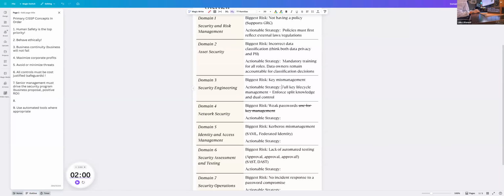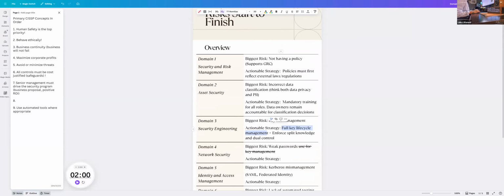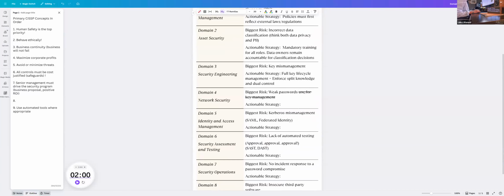But above all that, make sure to have a full key lifecycle. And how do you get full key lifecycle management? You have to come back to domain 1. Make sure there's a policy for full key lifecycle management. Agreed. And that's also applicable for data irrespective of where you're storing it. It could be in the cloud, it could be on-prem. It's very important to have proper key management.